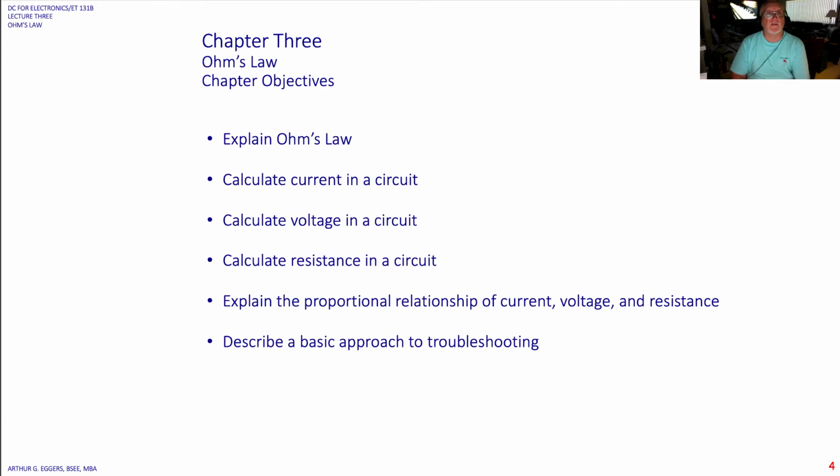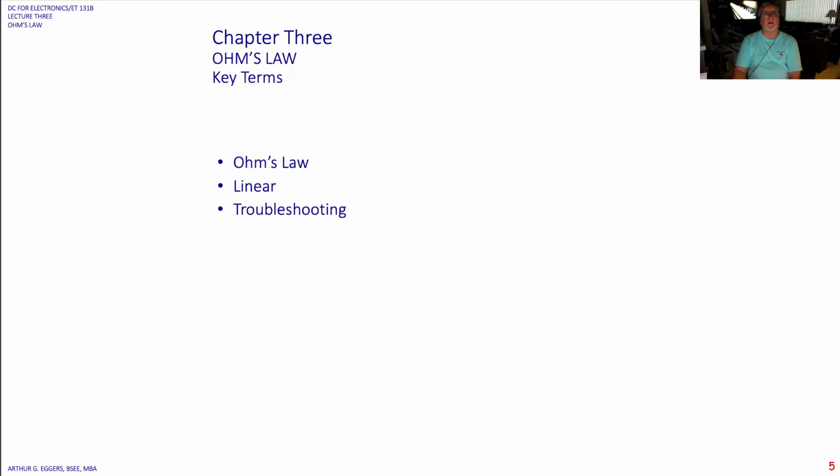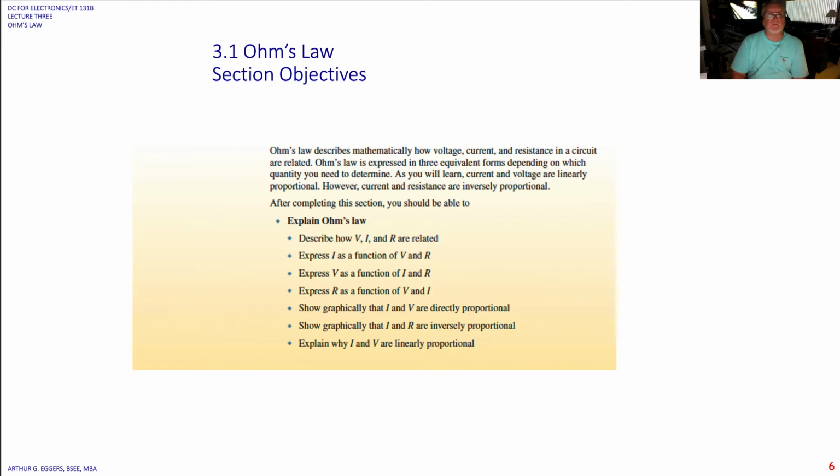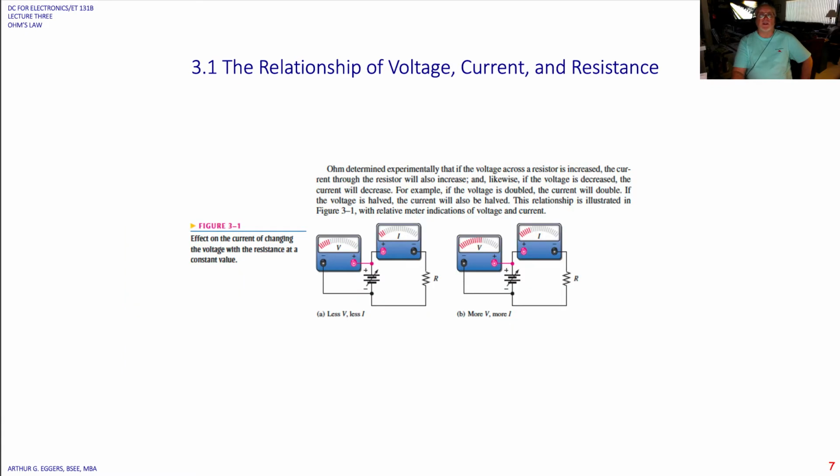So for the chapter objectives, we're going to look at Ohm's law, some circuit applications for each of the components, the proportional relationship between voltage, current, and resistance, and then describe, again, just an overview of troubleshooting. In each of these, we're going to describe how voltage, current, and resistance are related, how they functionally interrelate, look at some graphical methods, and then explain why current and voltage are linearly proportional.